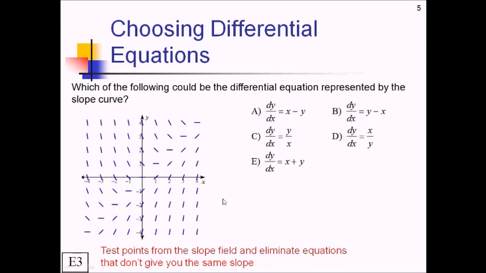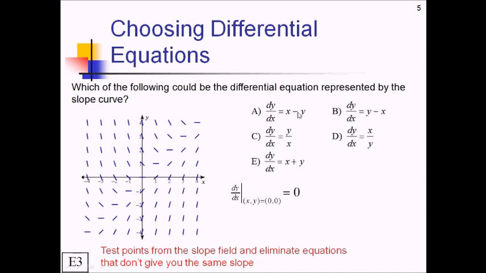So for example, looking here at 0, 0, because that's an easy point to test, the slope at 0, 0, based off the graph, ought to be 0. It's a horizontal line right there. Let me go through my answer choices and plug in 0 and 0 for x and y, see which ones actually do give me 0.